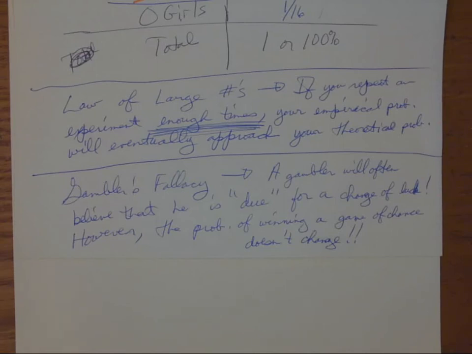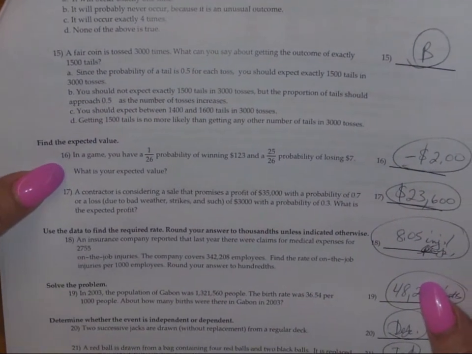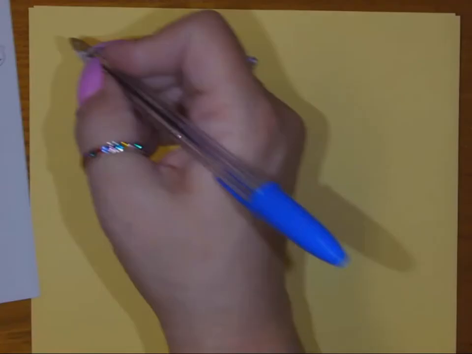All right, what else do we got? Tossing a bunch of coins, game of probability. Let's do an expected value one, and then we might be just about finished with this. So I'm looking on the test review, on the practice problems. I'm looking at number 16, find the expected value. In a game you have a 1 in 26 probability of winning $123 and a 25 in 26 probability of losing $7. What is your expected value?